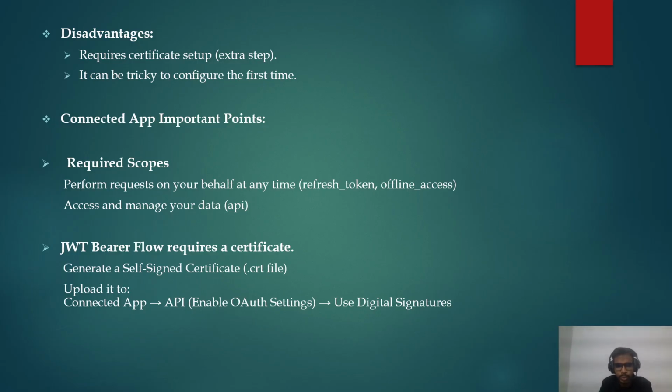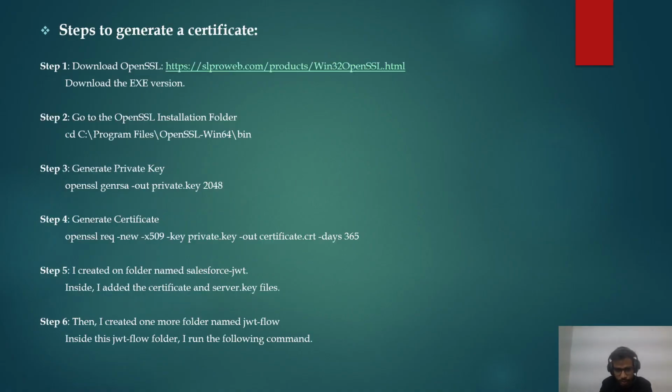The important point in the connected app is the required scope. Two required scopes you have to give in your external client app. The JWT Bearer Flow requires a certificate, which you have to upload in the connected app: go to API, enable OAuth settings, and use digital signature.